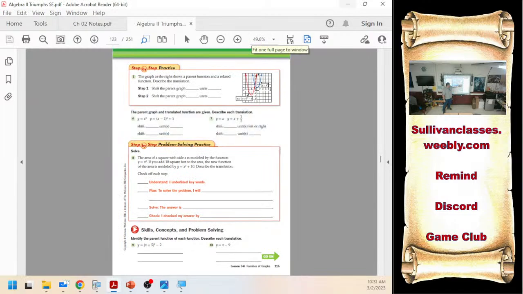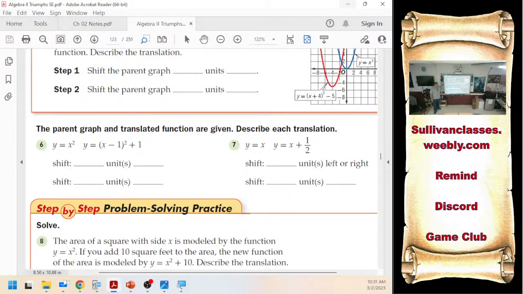So, real quick, 6 and 7, do them again, except now they're just taking away some of the other stuff. They're telling you this is the parent, this is the transformation. They're telling you this is the parent, that is the transformation. Tell me what happened. This is the parent, that is the transformation. I really wish they'd put like a comma or a semicolon, put something in between there.